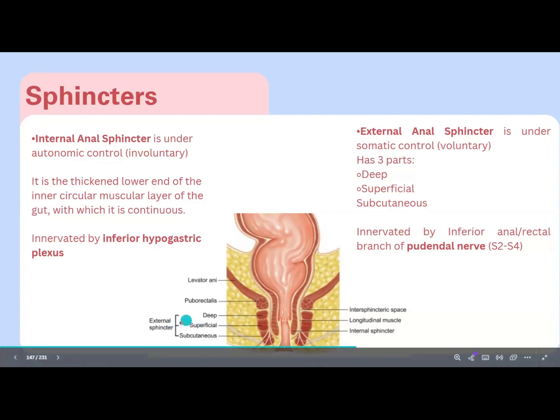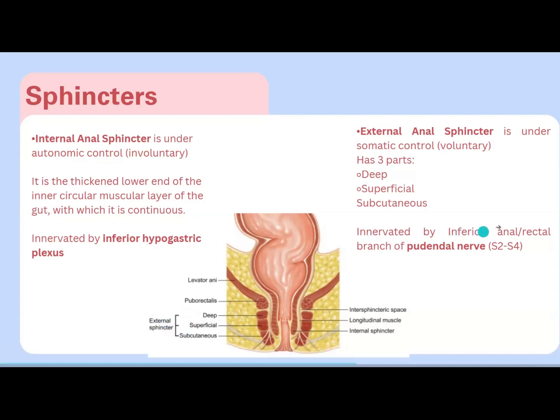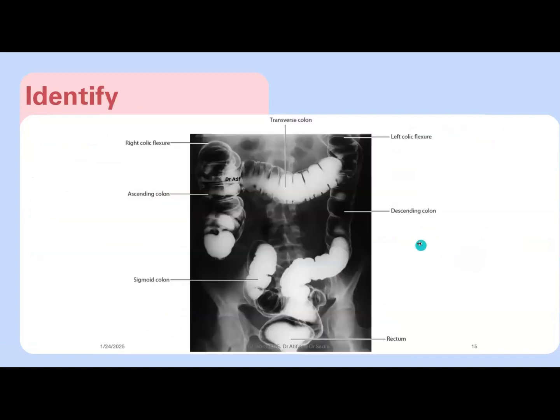The deep, superficial, and subcutaneous. These three structures will make up the external anal sphincter, and the external anal sphincter is innervated by the inferior anal branch of the pudendal nerve. Okay, memorize the nerve, pudendal nerve. Okay, so you should be able to identify everything on this structure.